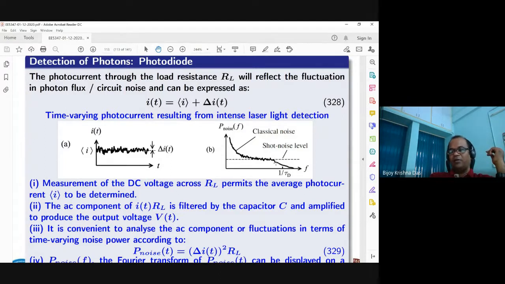Can anyone explain why that is happening? Our understanding is Johnson noise and flicker noise, 1 over f, should go down as you increase your frequency. You can forget that. But this thing, which is white noise, so-called frequency independent and temperature independent, that will be there. But our experimental result shows that this is reducing. What is the reason? Can anyone guess?